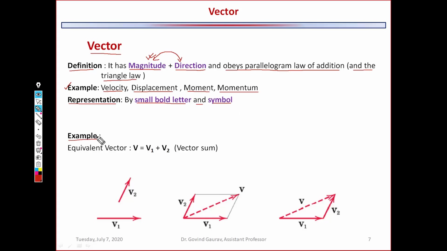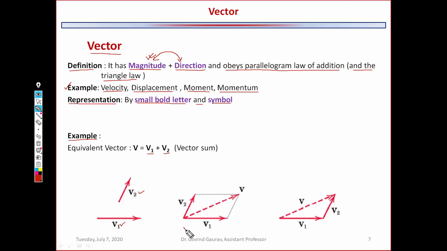Suppose we are interested in finding the resultant of vectors. We have two vectors with us, v1 and v2. v1 is this vector and v2 is this vector. Whenever we are defining any vectors, the angle is required because these are quantities which have magnitude as well as direction, and these obey the parallelogram law of addition as well as the triangular law of addition.